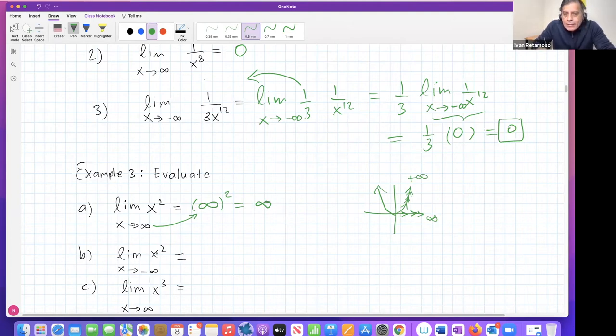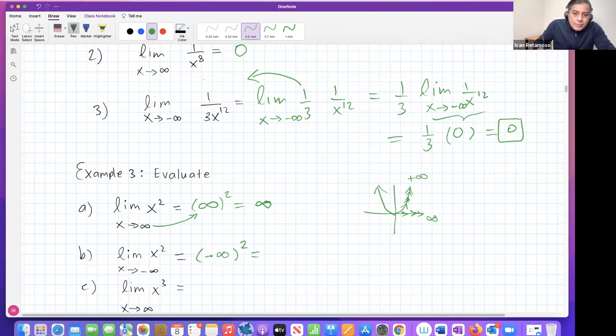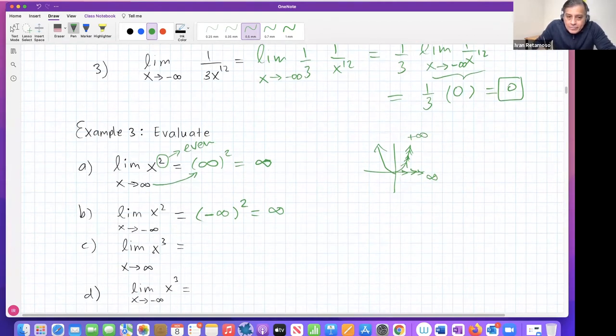Similarly here, look, what should be the limit of x squared as x approaches negative infinity? Negative infinity, but negative infinity is squared, right? What happens when it's squared? Positive infinity, right? The sign gets positive because of the square. Even powers will lead to positive infinity. Try to make this connection. But now here, let's do it with the odd power.